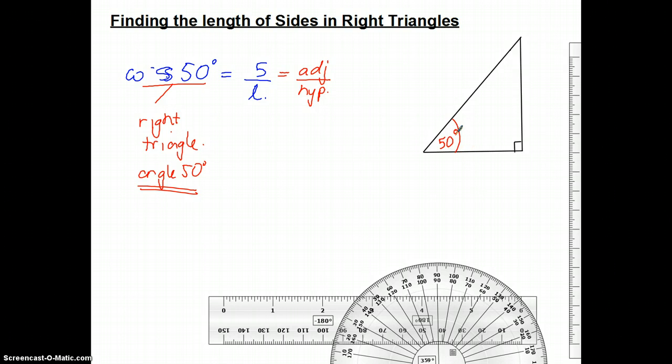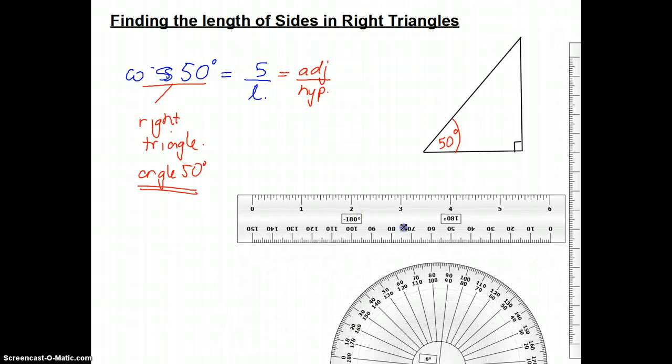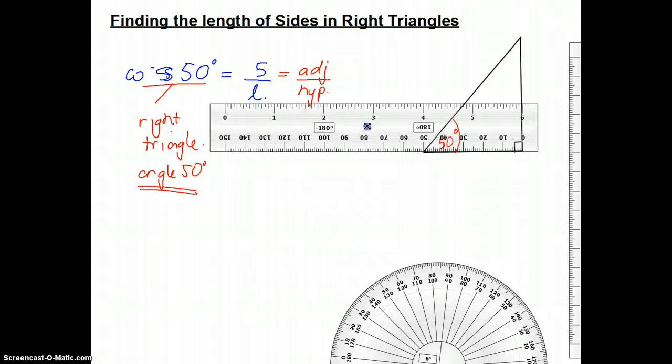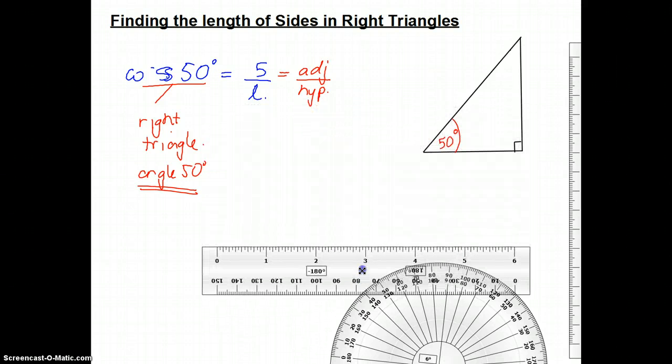And according to what we've got here, we know the adjacent side's got to be 5 units. So let's just check our length here. I've got my upside down ruler. 5, let's go there. So you can see there from 0 to 5. So that length there is clearly 5. So if I go over here, I can put down 5.